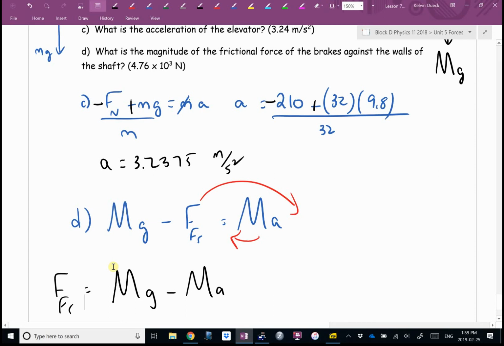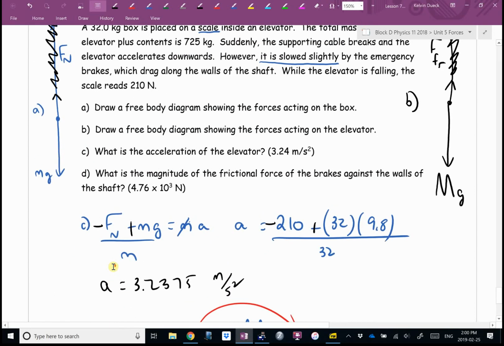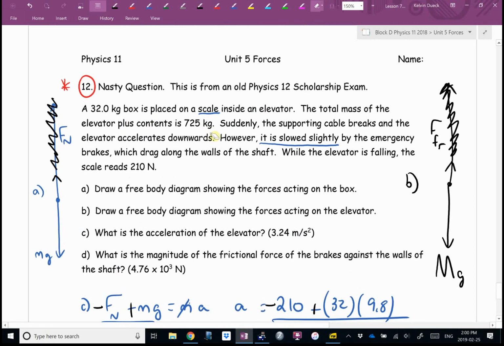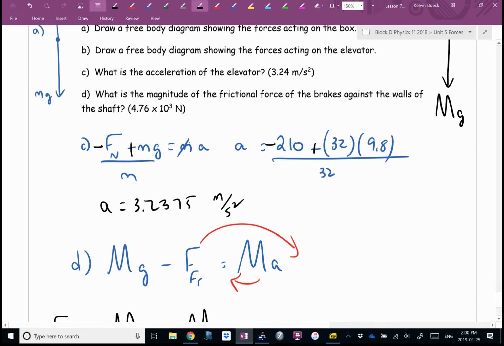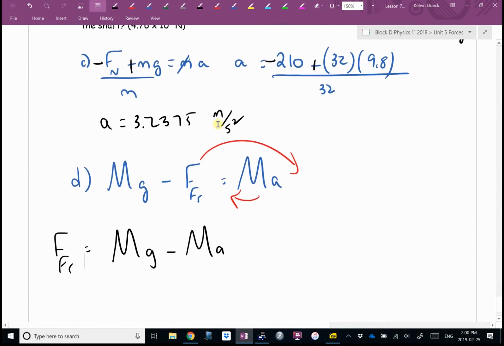You take it the rest of the way yourself, that should work. Oh, and again, big M is going to be 725. And that's why they said total mass of the elevator plus contents, because if they hadn't said that, because now I'm looking at the elevator and the box itself, it better be both masses combined. Is that all right? So I'm going to pause.